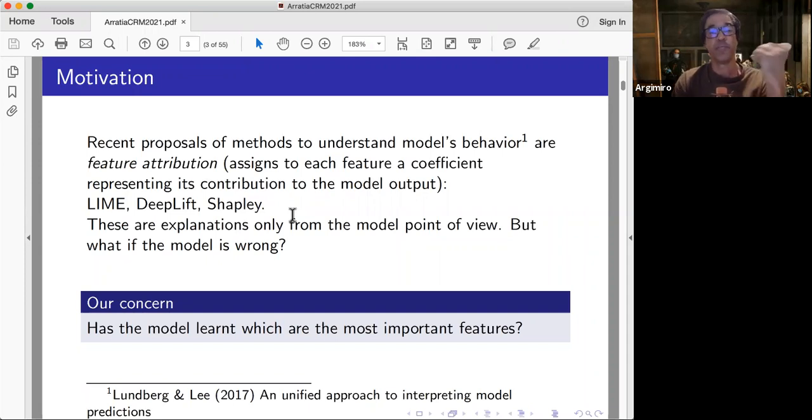But the thing is that this gives you an explanation from the model's point of view, because it's how the model has used this variable. And here's my title: I want to go a step further. We have an explanation of how the model has used this variable, but has it used it well? Has it really learned from this variable? Because so far, this is all relative to the inner workings of the model, right?